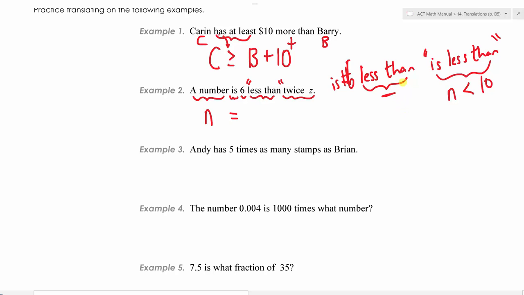But is 6 less than, or is 5 less than, that translates to subtraction. So that's the first note to keep in mind, that whenever we see less than, we can't immediately think of the less than symbol. It very well might be subtraction that we're dealing with, not an inequality.